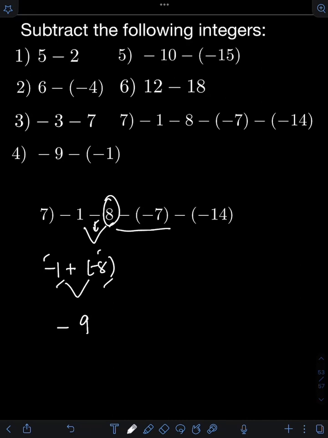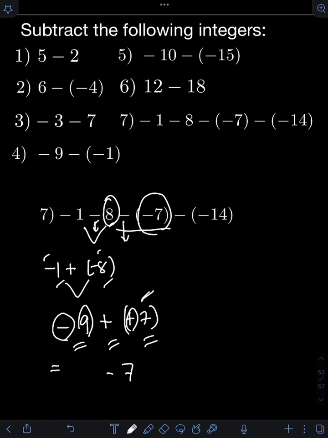Next, we need to subtract negative 7. Again, change the minus operation to plus. And the opposite sign of the subtrahend, negative 7, should become positive 7. This time we are adding unlike signs, one negative and one positive. The rule is we subtract the smaller absolute value, which is 7, from the bigger absolute value, which is 9. So 9 minus 7, that will be 2. But we need to copy the sign of the bigger absolute value, which is negative 9. So the answer should be negative 2.